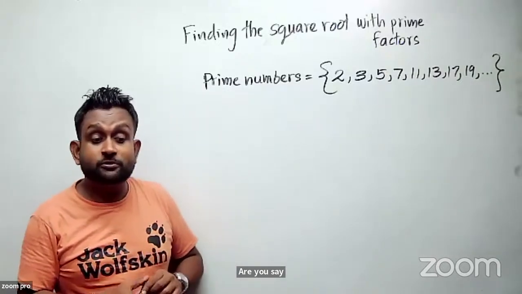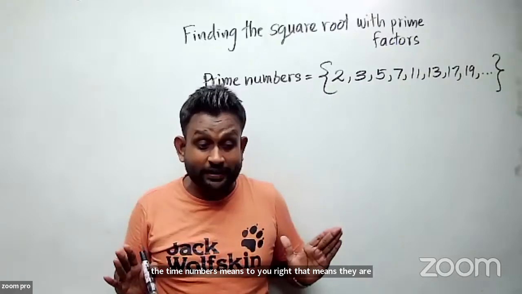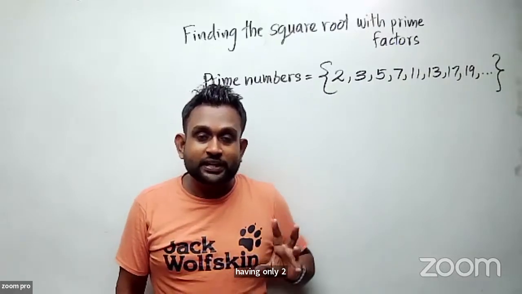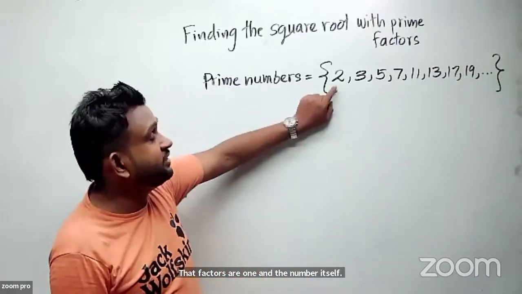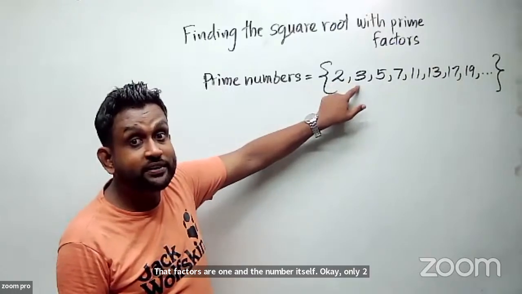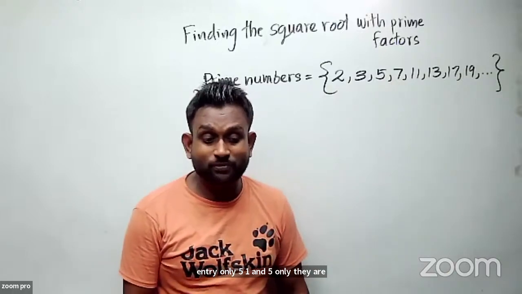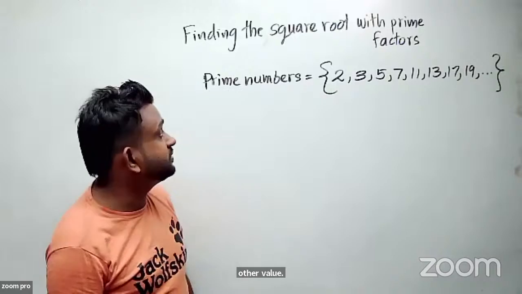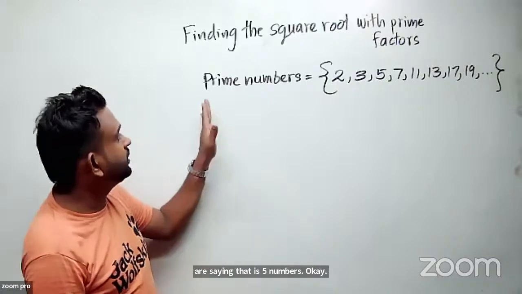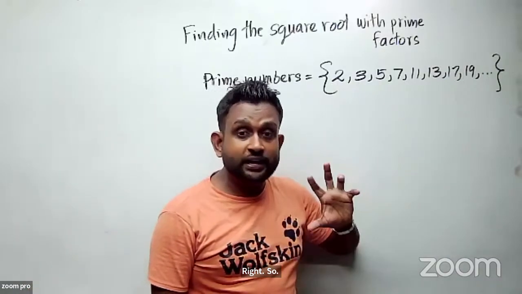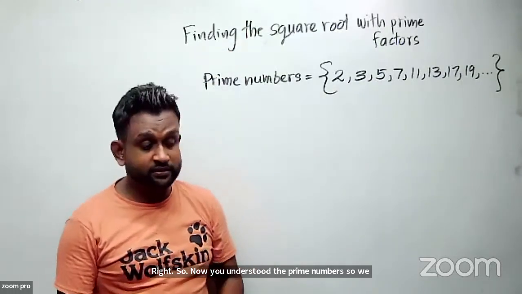So what do prime numbers mean? They have only two distinct factors, 1 and the number itself. 2 is divisible by 1 and 2 only. 3 is 1 and 3 only. 5, 1 and 5 only. They are not divisible by any other value except 1 and the number itself. That's why we say they are prime numbers. So now you understood prime numbers. We are now going to use these prime numbers to find a square root. Understand the concept? Right.